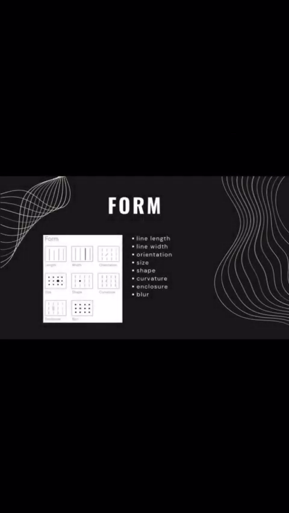The category of form generally encompasses the shape and dimensions of how your data is represented, both on their own and in relation to the rest of the data in your visualization. The attributes of form include line length, line width, orientation, size, shape, curvature, enclosure, and blur.